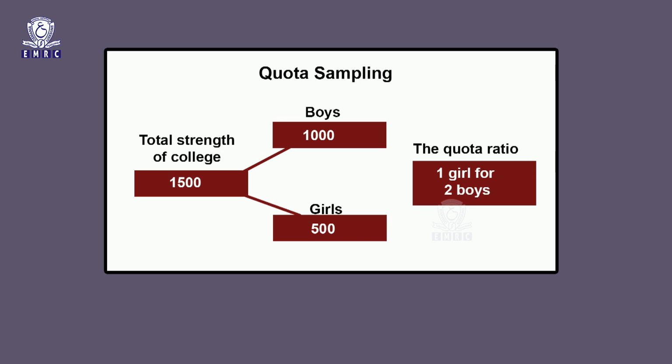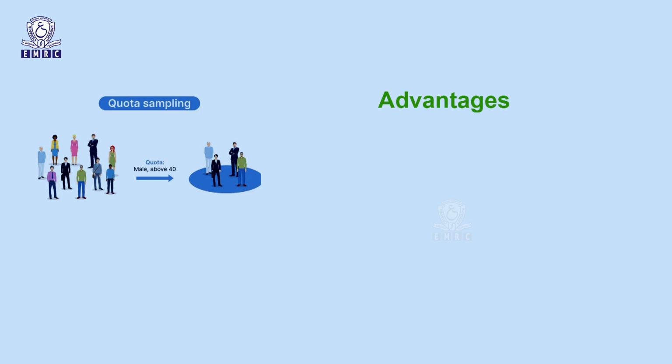For instance, the researcher would like to study the attitude of students on student elections in the college. The college has a total strength of 1500 students, of which 1000 are boys and 500 are girls. The quota can be fixed in the ratio of 1 girl for every 2 boys. Let us discuss the advantages of quota sampling.